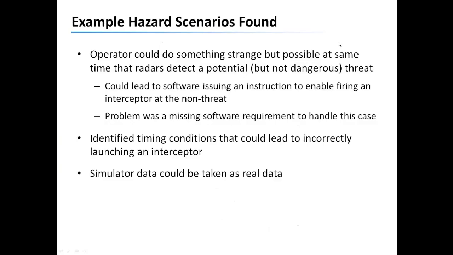All right, so here are some examples. I can't tell you the details of the scenarios that were found. They've all been fixed. This is what we found in those first 5 months. The operator could do something strange but possible in terms of clicking buttons and doing things on their screen at the same time that the radars detect a potential but not dangerous threat. That could lead to the software issuing an instruction to enable firing an interceptor at the non-threat. It turns out the problem was a missing software requirement to handle this case.